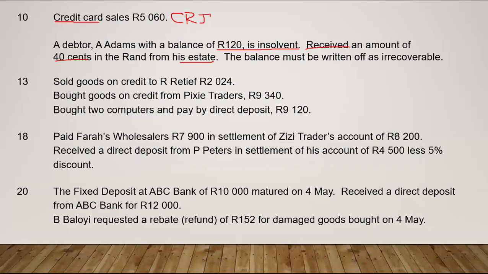So A. Adams was owing us, and we were one of the people that he was owing, or she was owing. As a result, the lawyer said, well, you ZZ traders, we are just going to give you 40 cents for every R1 that A. Adams is owing you. Then the balance must be written off as irrecoverable. I'm going to focus on what was received.